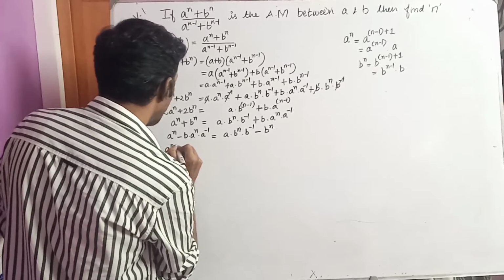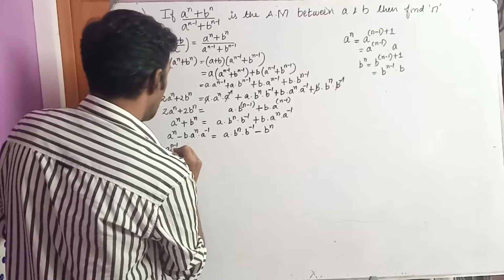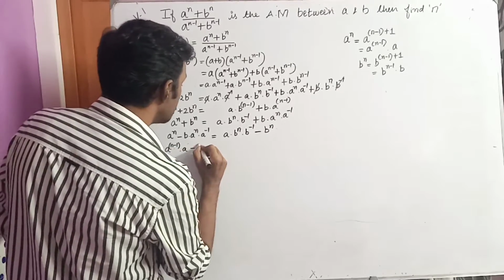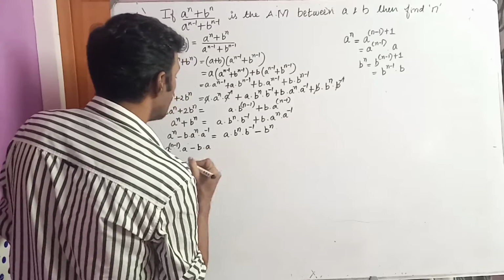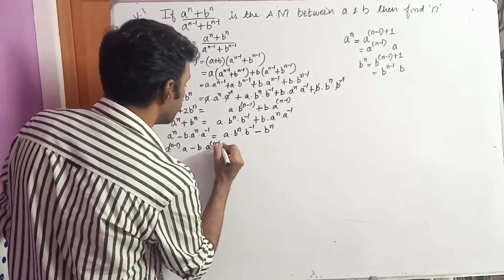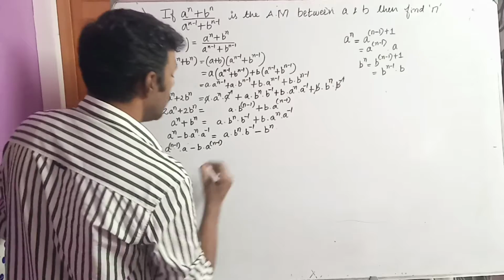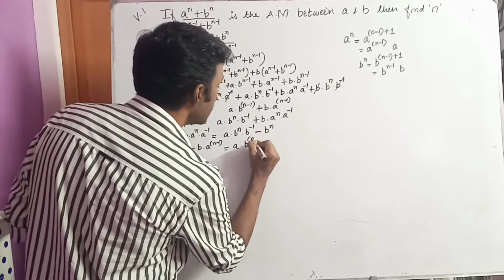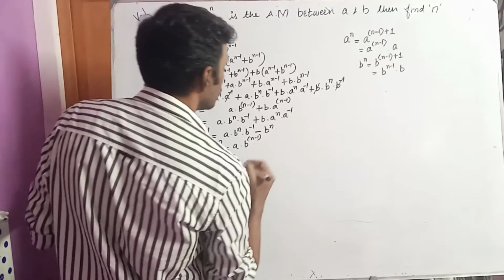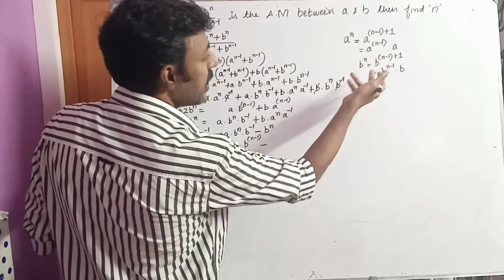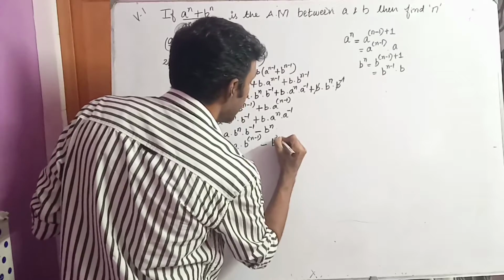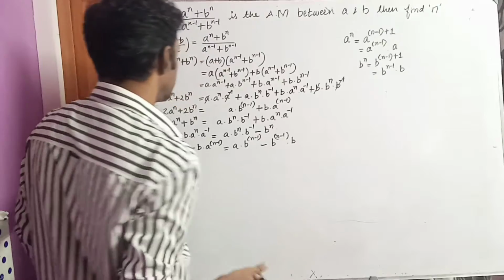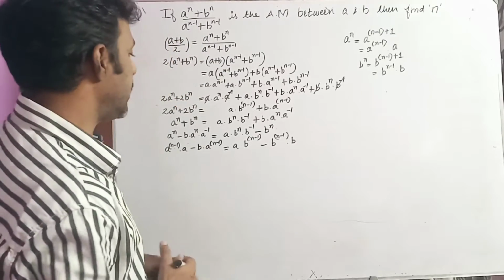A to the power n minus 1 into a minus b into a to the power n minus 1, which is equal to a into b to the power n minus 1, minus, what is b to the power n? b to the power n is nothing but b to the power n minus 1 into b. This is the term I am getting.